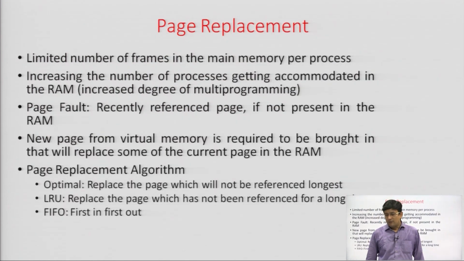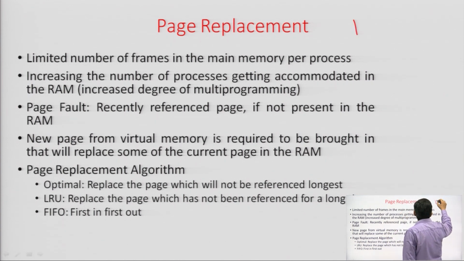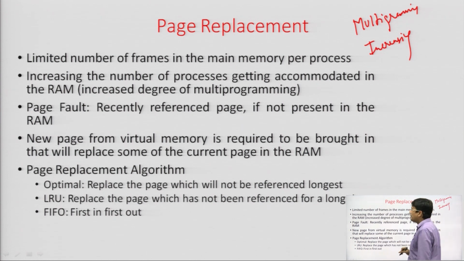Okay. So, now what will happen in the page replacement, since we have a limited number of frames in the main memory per process. In case, let us say, we are increasing the number of processes, this will increase the degree of multiprogramming also. So, degree of multiprogramming is increasing, it means we are improving the throughput of the CPU also, that more number of jobs will be getting completed in the moment.